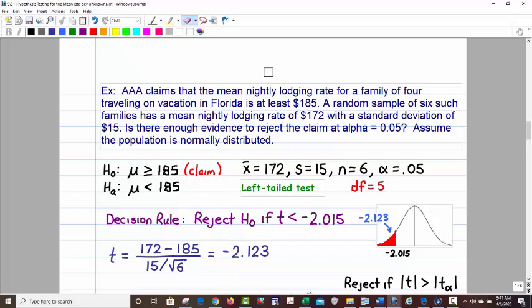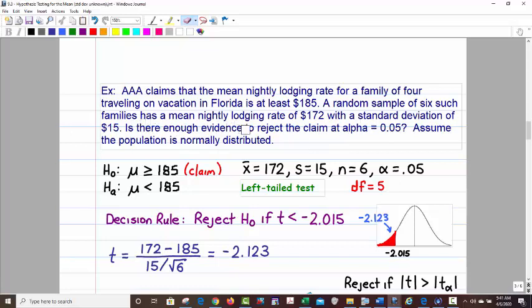AAA claims that the mean nightly lodging rate for a family of 4 traveling on vacation in Florida is at least $185. So at least means greater than or equal to. Therefore, the alternative would be less than $185. Okay. Random sample of 6 such families has a mean nightly lodging rate of $172 with a standard deviation of 15. Is there enough evidence to reject the claim at alpha equals 0.05, assume the population is normally distributed?